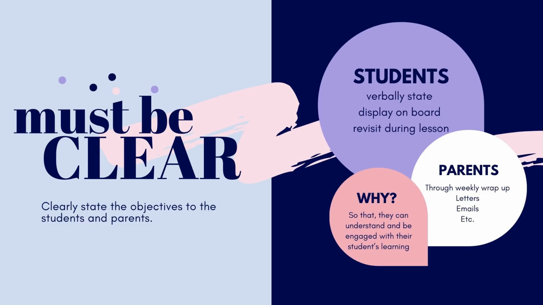Lastly, we want our objectives to be super clear. Clearly state the objectives to the students and your parents. With students, you can verbally state this, display it on boards, or revisit it during a lesson. Parents, you definitely want them to be involved and engaged with their students' learning. So maybe send a weekly email or a weekly wrap-up, or letters sent home at the end of the week. Whatever you can do so that parents understand what's going on.